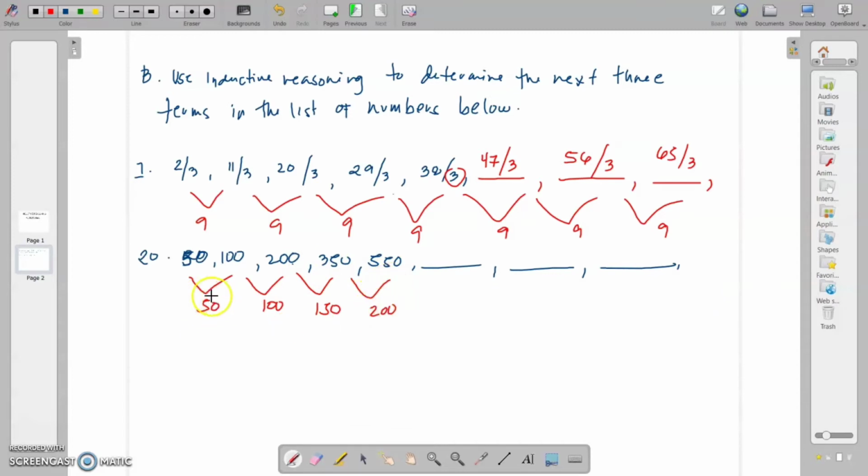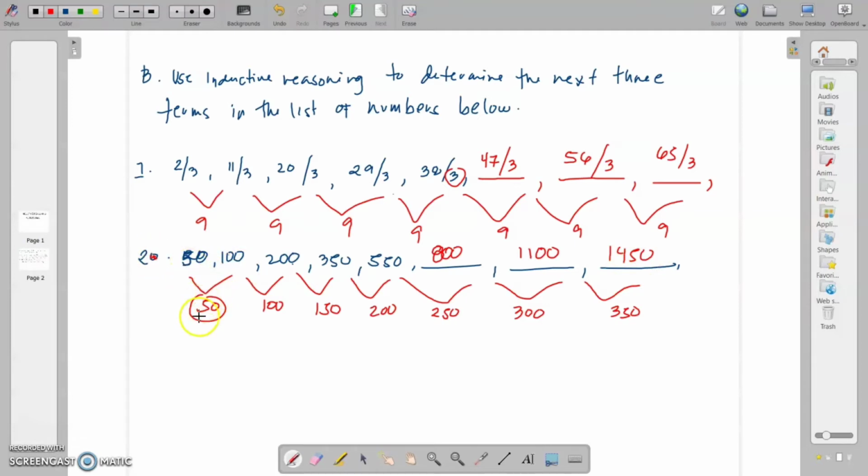As you can see, it increases by 50 each term. So, we increase by 50 each term. So, 200 plus 50 is 250. Then, 250 plus 50 is 300. And 300 plus 50 is 350. So, add to 550: 550 plus 250 equals 800. The next is 800 plus 300 is 1,100. The next is 1,100 plus 350, 1,450. And that's the answer in number 2.